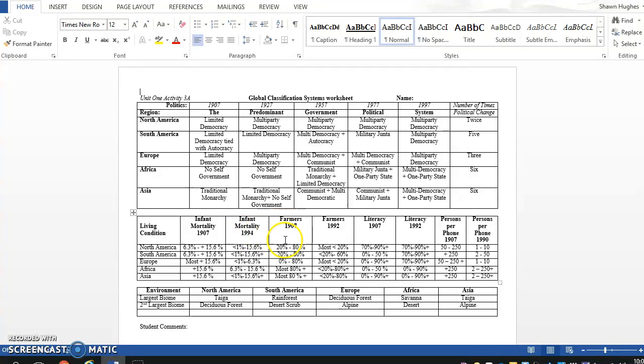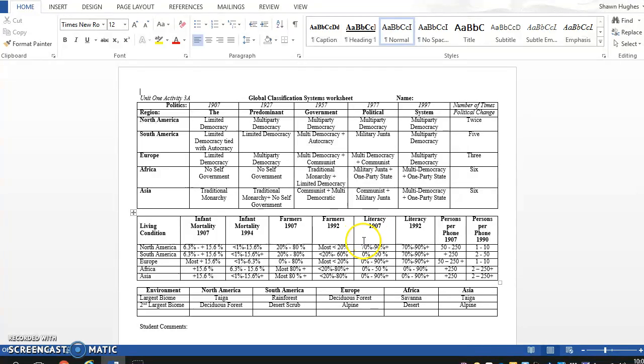Number of farmers in 1907. So 20% to 80% of all occupations involved farming. However, in 1992, we've got less than 20% of people involved in farming. Why is that again? Think of some of the reasons why in 1907 we need to have so many people farming. Why, as we get closer to where we are now, in this case 1992, but even now, why do we need fewer people to produce food? And you could talk anything from mechanization, the use of chemicals. We're able to provide a vast amount of food with fewer and fewer people.